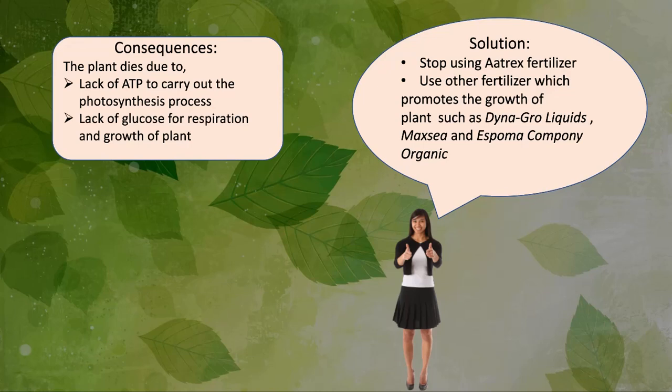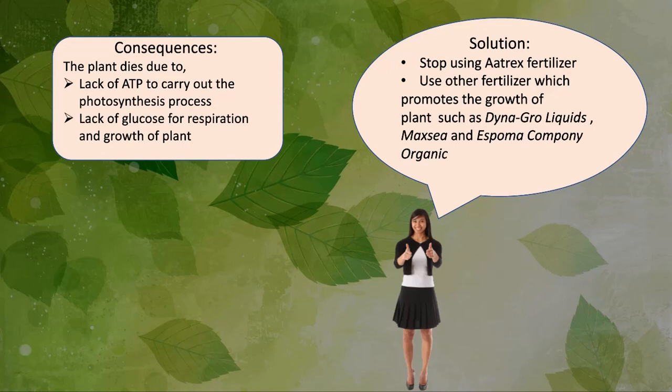Thus, for the consequences of mistake 2, the plant will die due to two reasons, which are lack of ATP to carry out the photosynthesis process and also lack of glucose for respiration and growth of the plant.